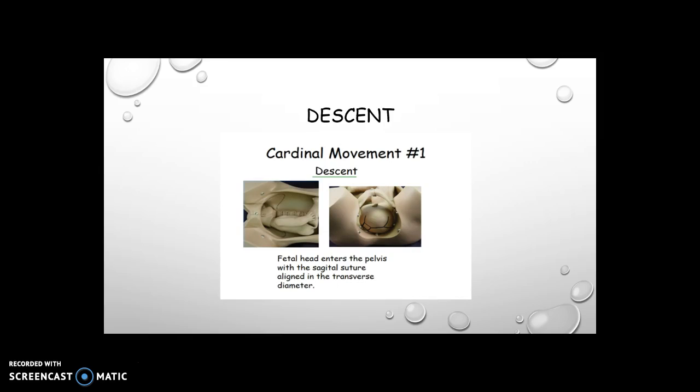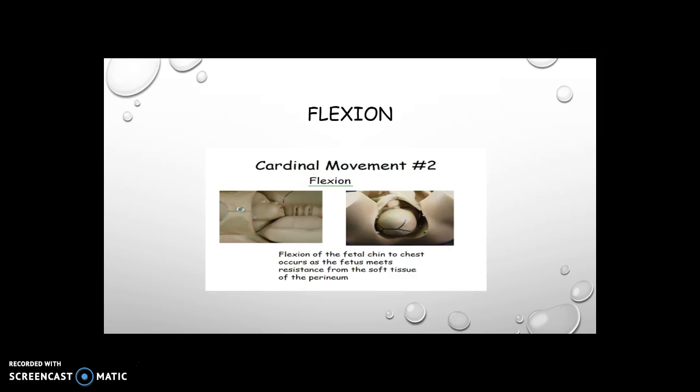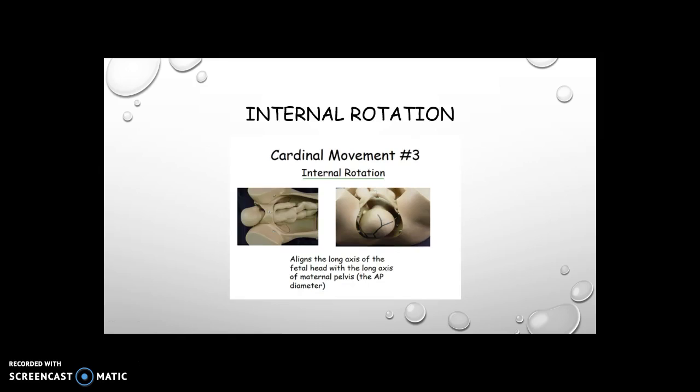The next thing that happens is what's called the descent, and it's known as cardinal movement number 1. The fetal head enters the pelvis with the sagittal suture aligned in the transverse diameter, so aligned this way as opposed to longitudinal. The next thing that happens is flexion. The flexion of the fetal chin to the chest occurs as the fetus meets resistance from the soft tissue of the perineum. The next thing that happens is what's called internal rotation.